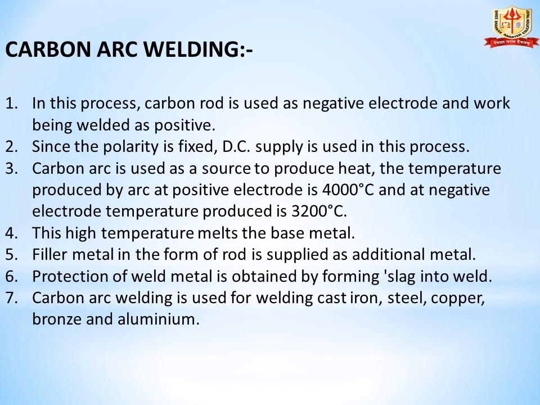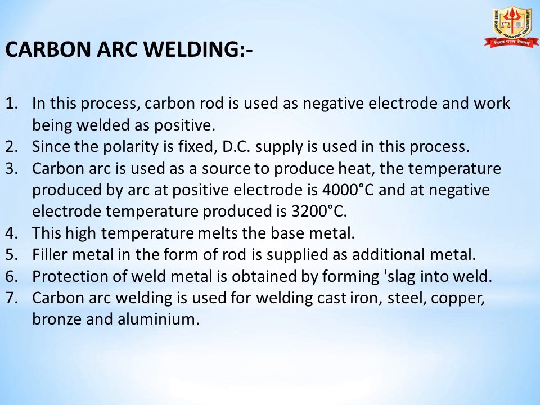Now we study carbon arc welding. Point number 1. In this process, a carbon rod is used as the negative electrode and the work being welded as the positive. Point number 2. Since the polarity is fixed, DC supply is used in this process. Point number 3. Carbon arc is used as a source of heat. The temperature produced by the arc at the positive electrode is 4000 degrees Celsius and at the negative electrode is 3200 degrees Celsius.